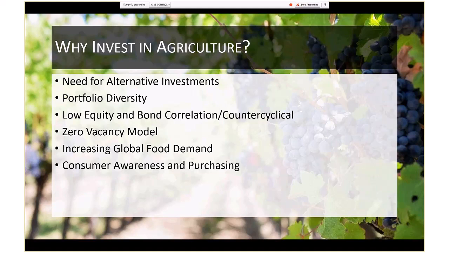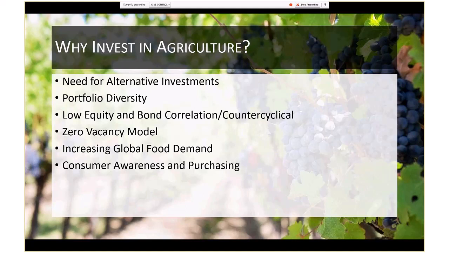Speaking from a commercial real estate standpoint, agricultural land investments are often referred to as having a zero vacancy model. And I'll talk a little bit more about this. In some cases, it can be viewed as a zero vacancy model, and in some cases, it can be viewed as a very low vacancy model, depending on the ownership structure.